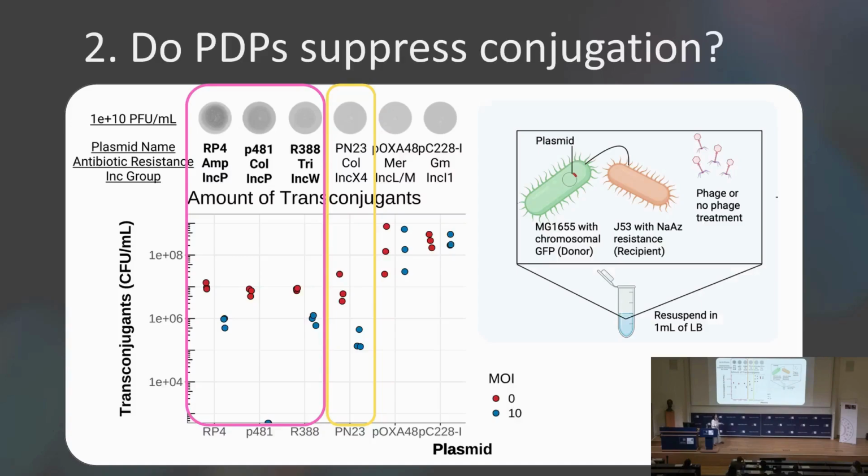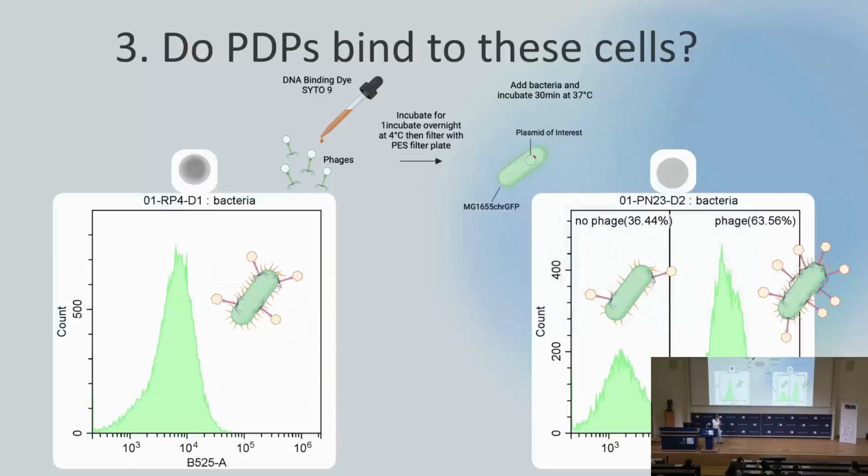However, none of this actually explains why there's a mismatch in my data. This IncX4 plasmid clearly doesn't look like it's being killed, yet there is obvious data showing that it's being replicated and targeted, and it's a novel target of PRD1. So I also developed a flow cytometry experiment where I dye my phages with a DNA binding dye and then run them through after incubating with the bacteria. This gives me almost single cell resolution of what is happening between the phage and the bacteria.